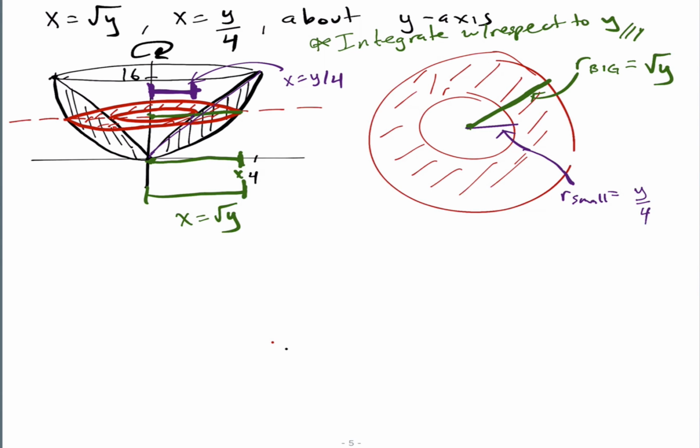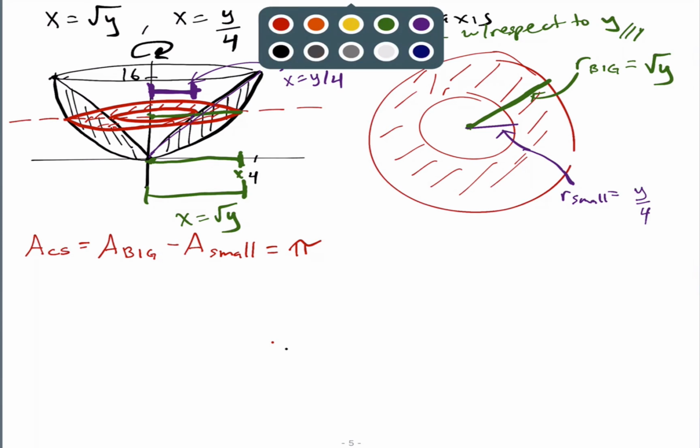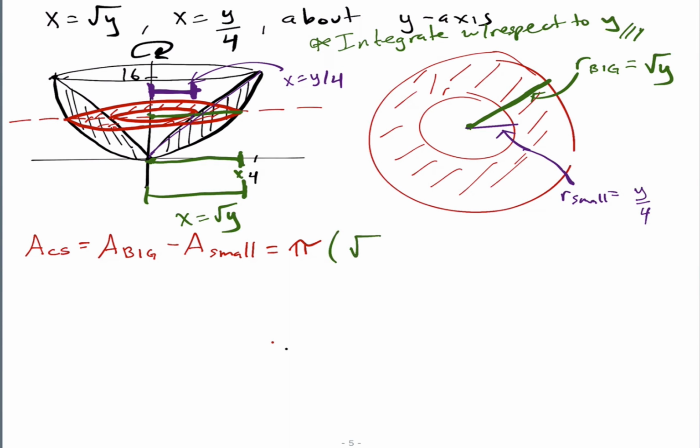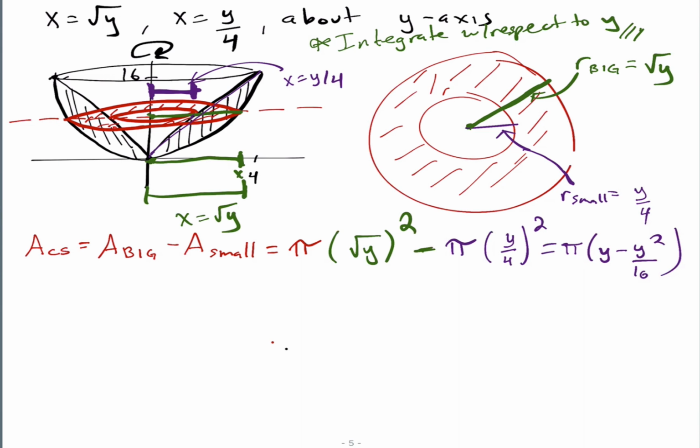So what comes next? What should I write down? The area of the cross section. Okay, that's a good strategy. So the area of the cross section is going to be area of the big minus area of the small. Yes? So what is that? That's going to be pi times square root of y, quantity squared, which is just going to be y, minus y over 4 quantity squared. So this is pi times y minus y squared over 16.